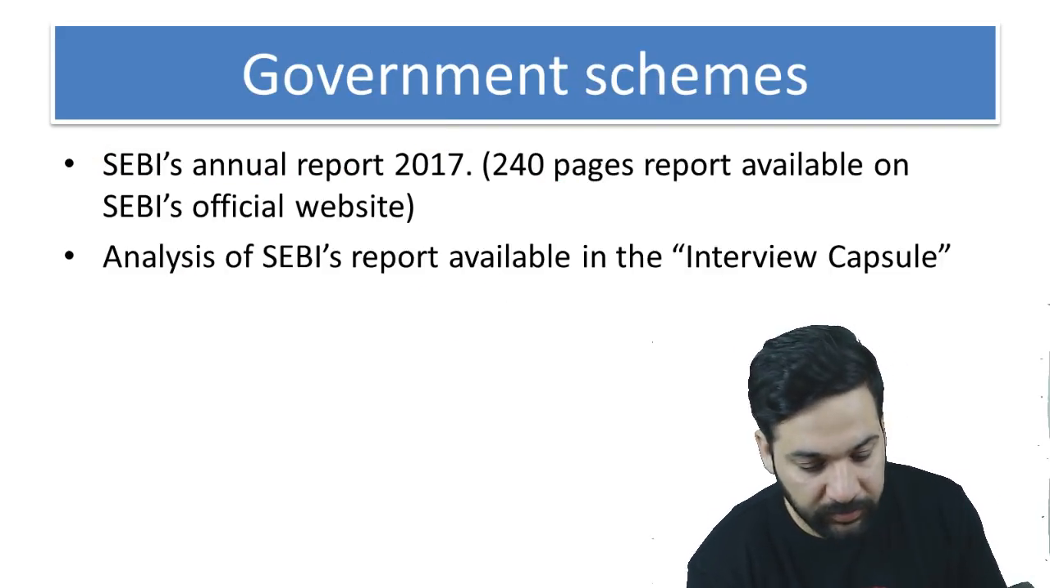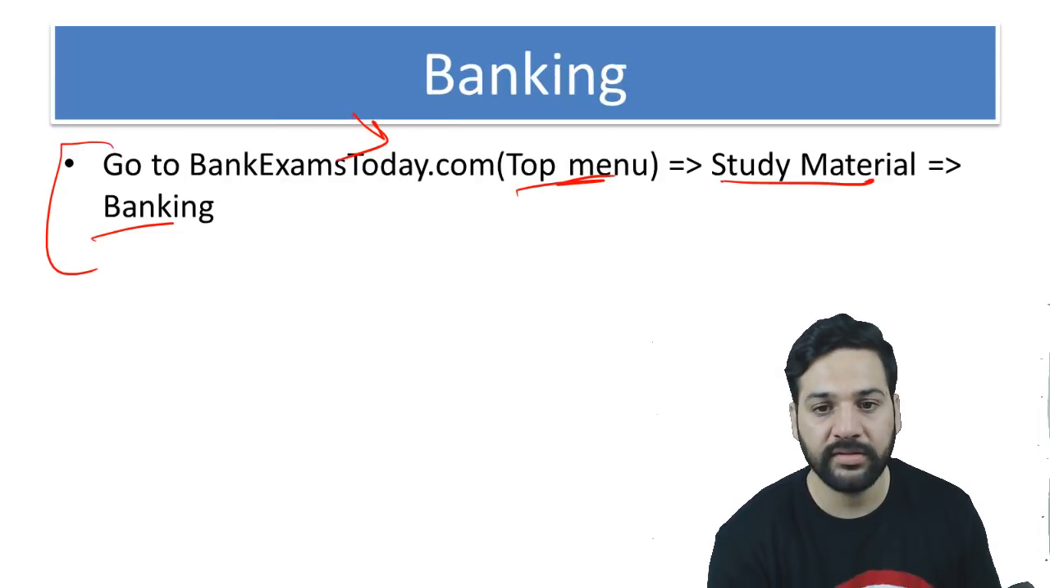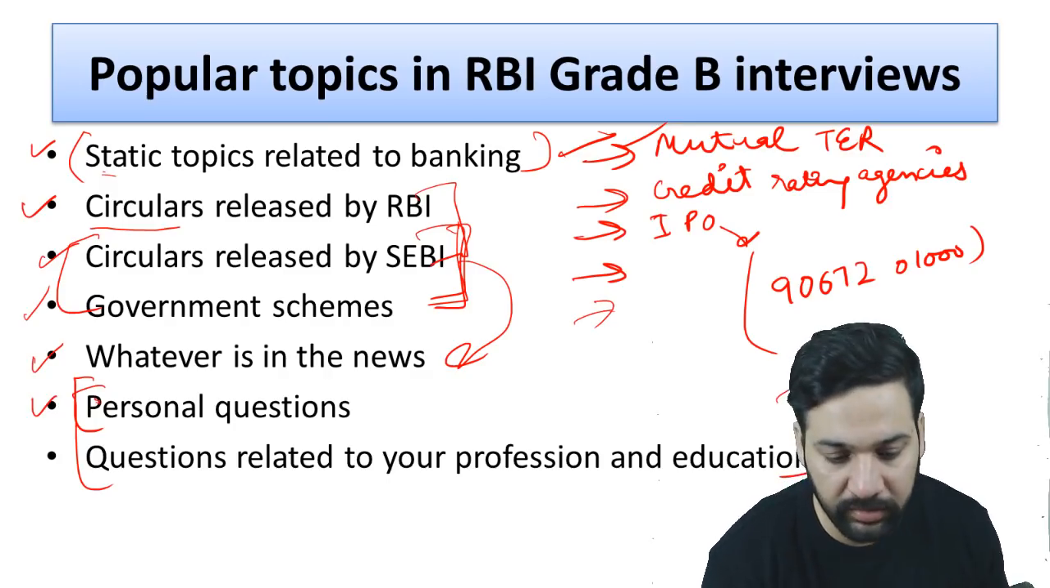Okay, what happened? The government schemes. Amol, I already gave you the number. This is the number, buddy. 9067201000. That's the number, Amol.